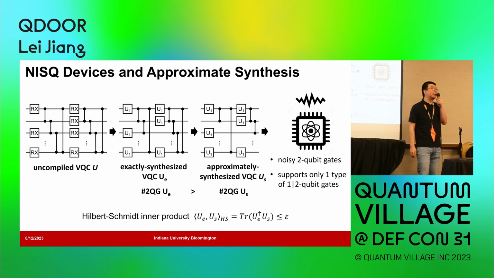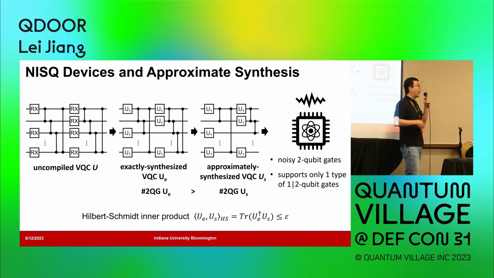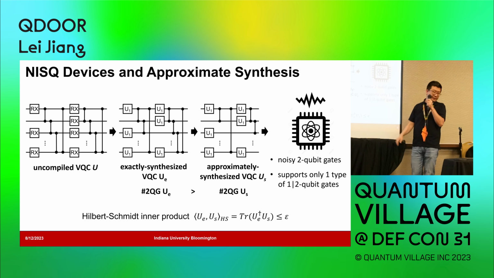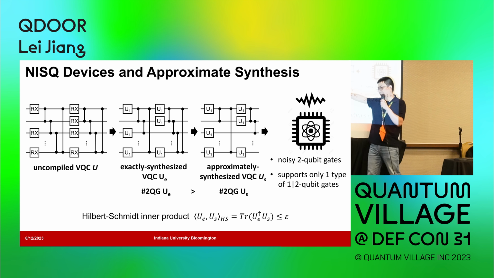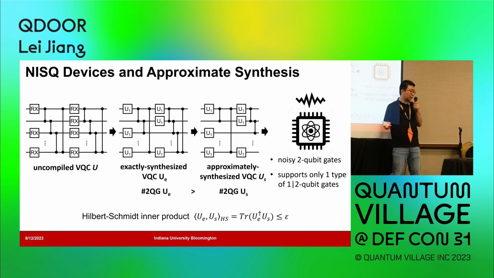And during the synthesis, the compiler may intentionally delete some unimportant 2-qubit gates. Why? Because they have a higher error rate than single-qubit gates. So if I delete some 2-qubit gates and then achieve better accuracy, the compiler will do that.